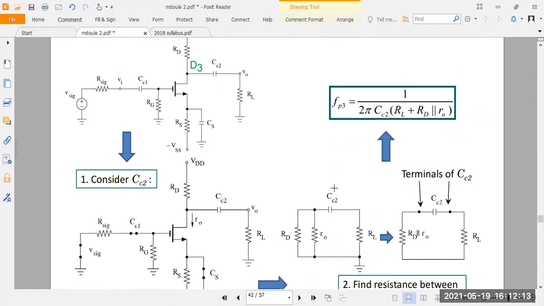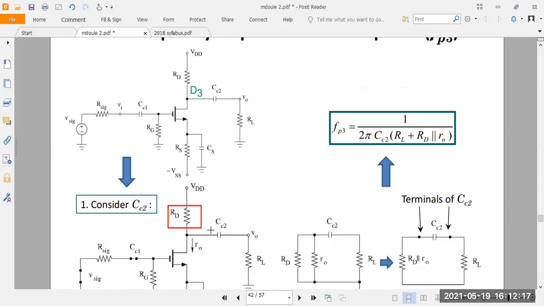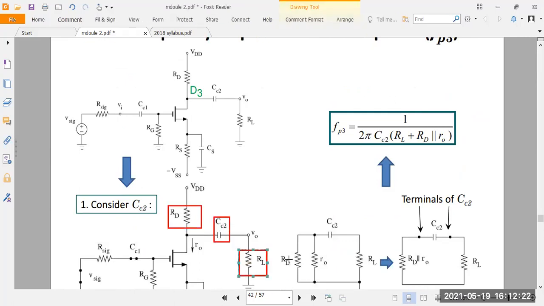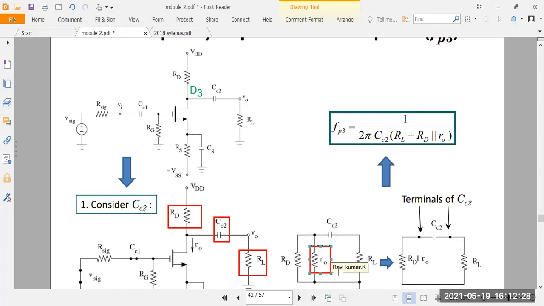For the third frequency pole, you have to take the drain terminal here. For the drain, there are three components: RD, CC2, then RL. Collect all the resistances in parallel. You take R0 also, the channel resistance, because it is connected between drain and source. Here CC2 acts as an open circuit. When it is open circuit, the RL and RD are in series, and that should be parallel with R0. That's why it is written RL plus RD in parallel with R0.